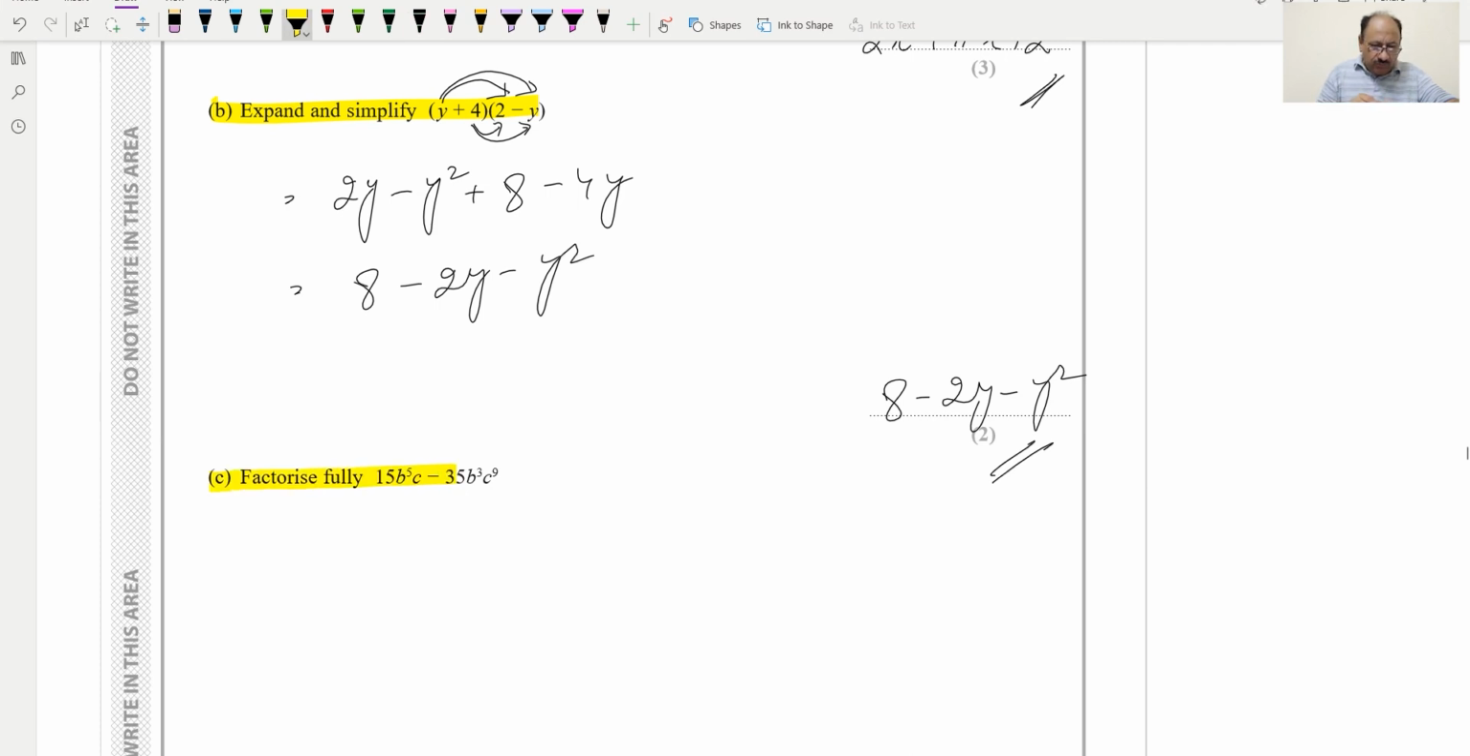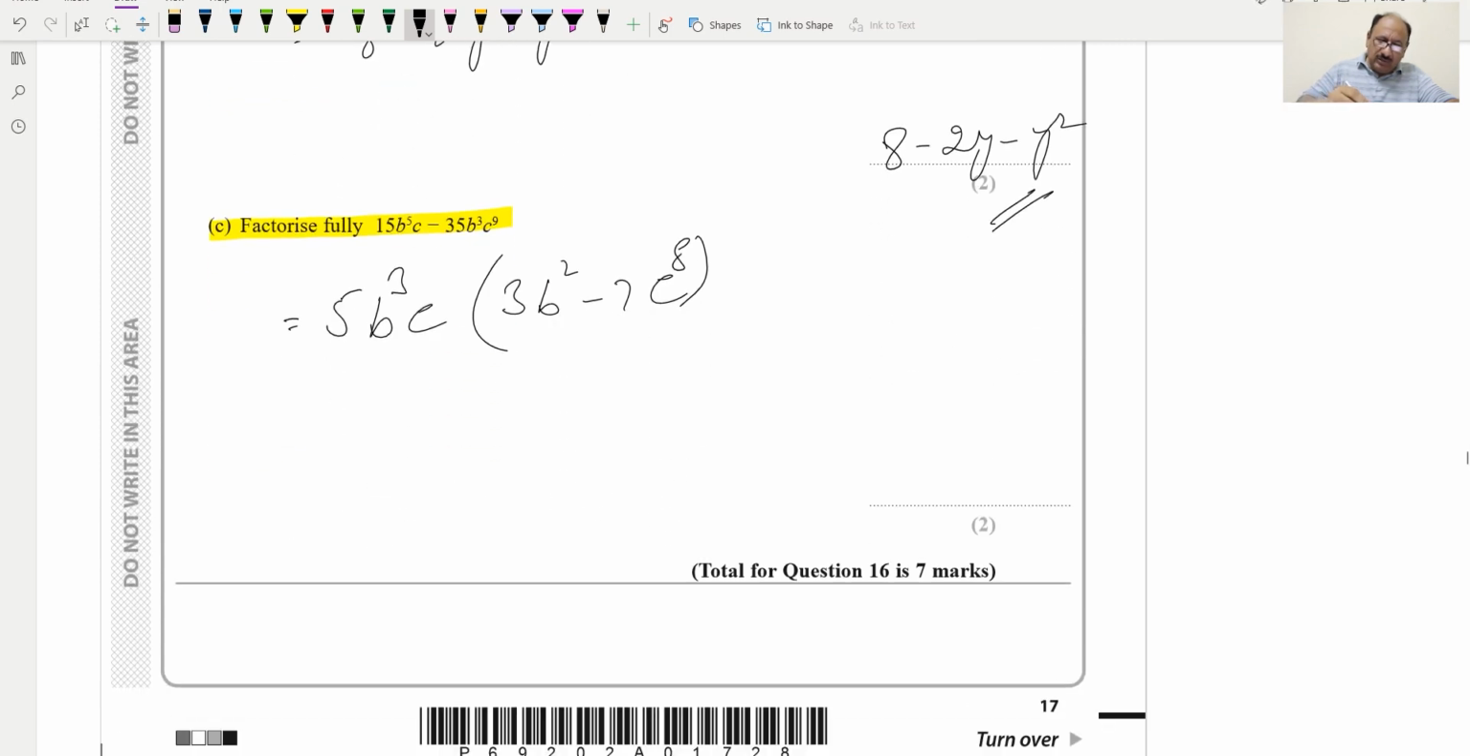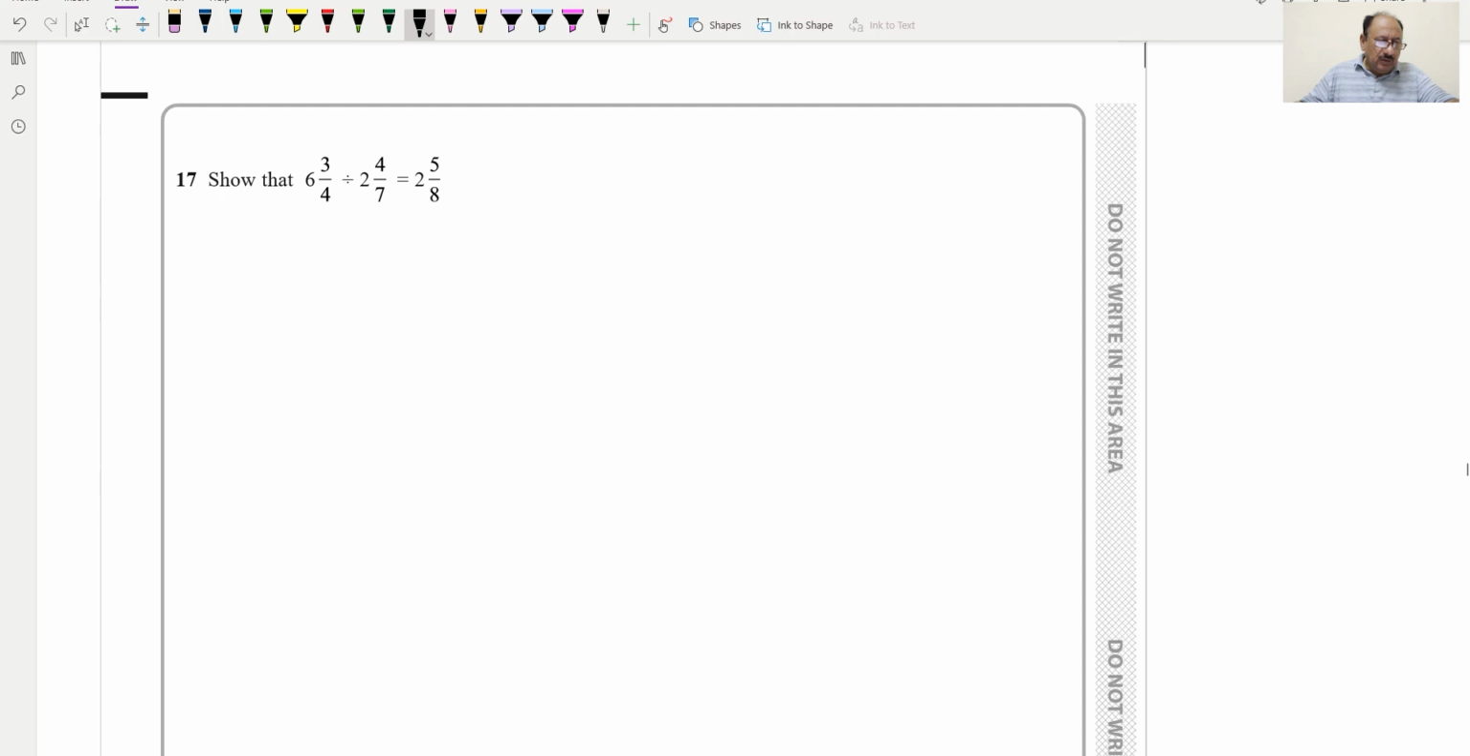C part is factorize fully, we have to take the maximum common factor. The maximum which we can take common is 5b cubed c, and inside will be 3b squared minus 7c raised to the power 7. The final answer which we can write is 5b cubed c times 3b squared minus 7c to the power 7, and this is for 2 marks. Question number 17, and they're saying show that this side is equal to this one.